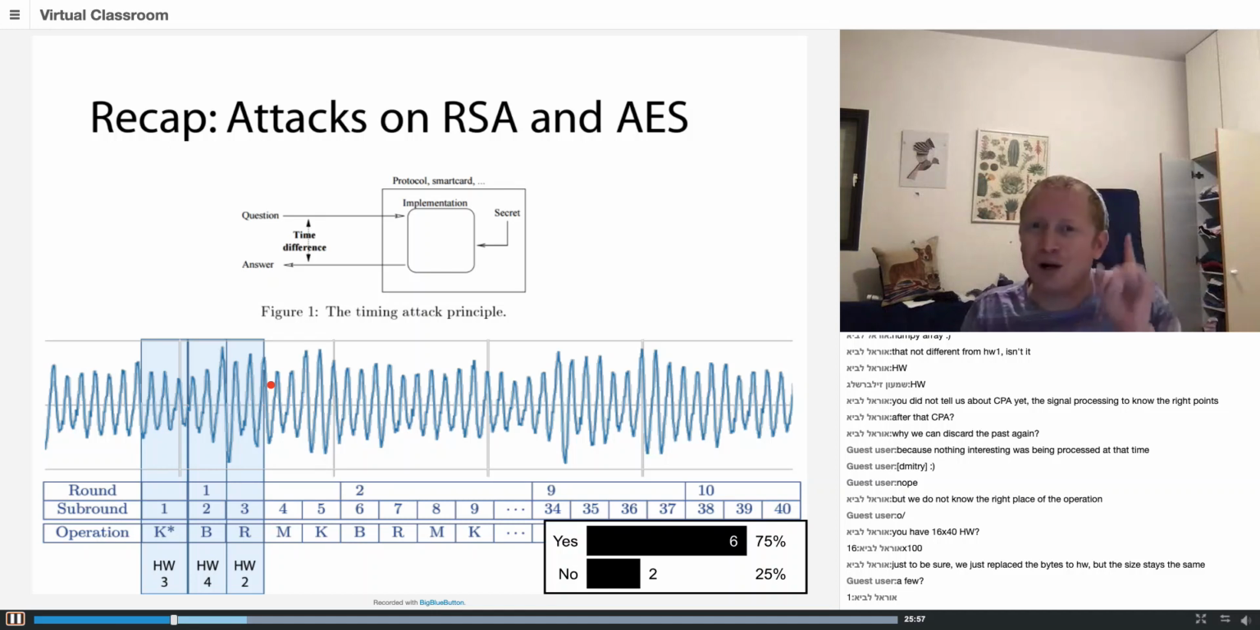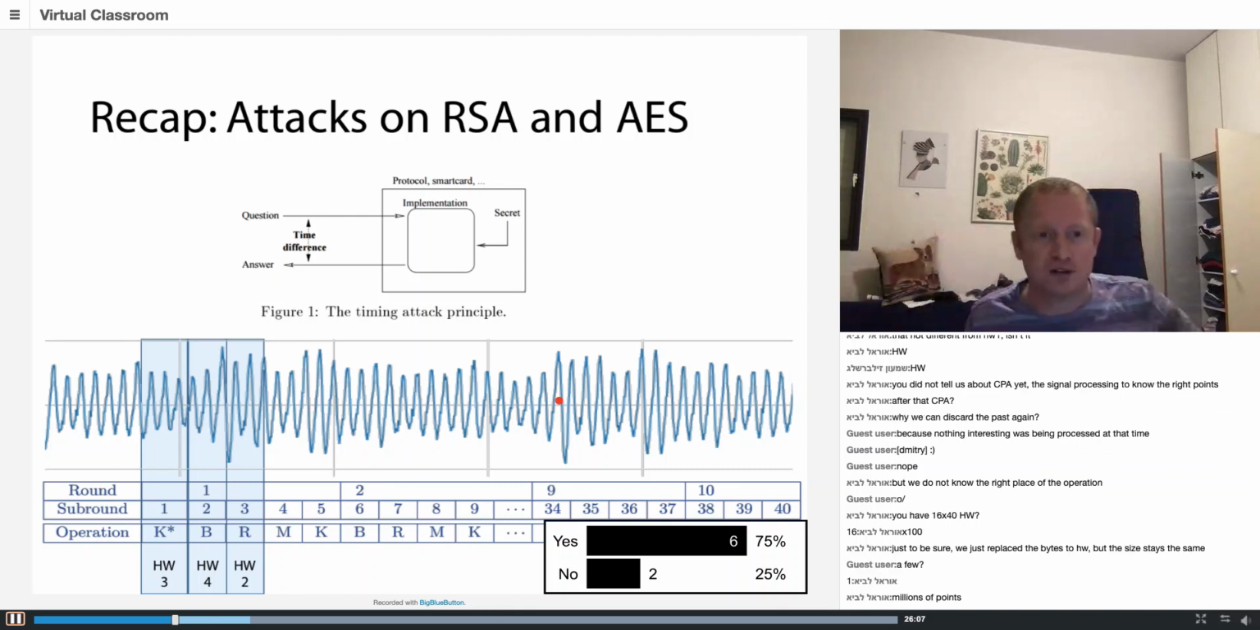But what do we get? What is the size of this trace? This trace is not a scalar. This trace is a huge vector. It has hundreds of thousands of points, millions of points. Depends on the memory you have in your lab setup. Depends on your funding. It's a huge vector.